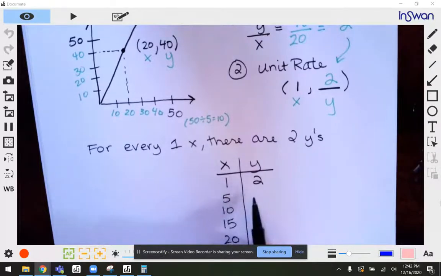So 5 times 2 is 10. 10 times 2 is 20. 15 times 2 is 30. 20 times 2 is 40. So we're keeping that same relationship.